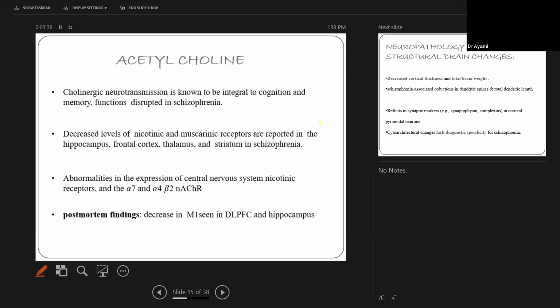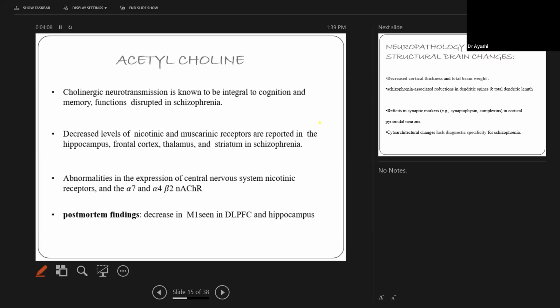Basically, this is one of the definitions of cognitive symptoms of schizophrenia. And that's why it is a well-known fact that high anticholinergic prescription may lead to further worsening of cognition in schizophrenia. That is why the first generation antipsychotics are known to cause deterioration of cognition, although they treat the positive symptoms.